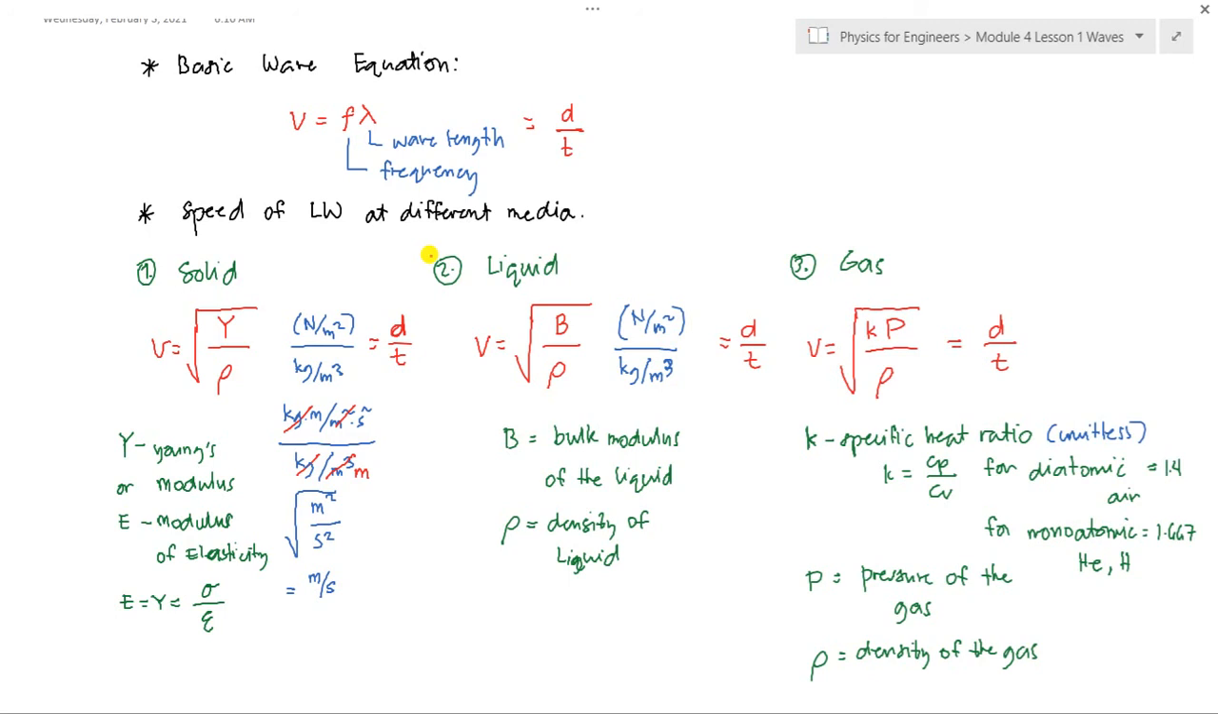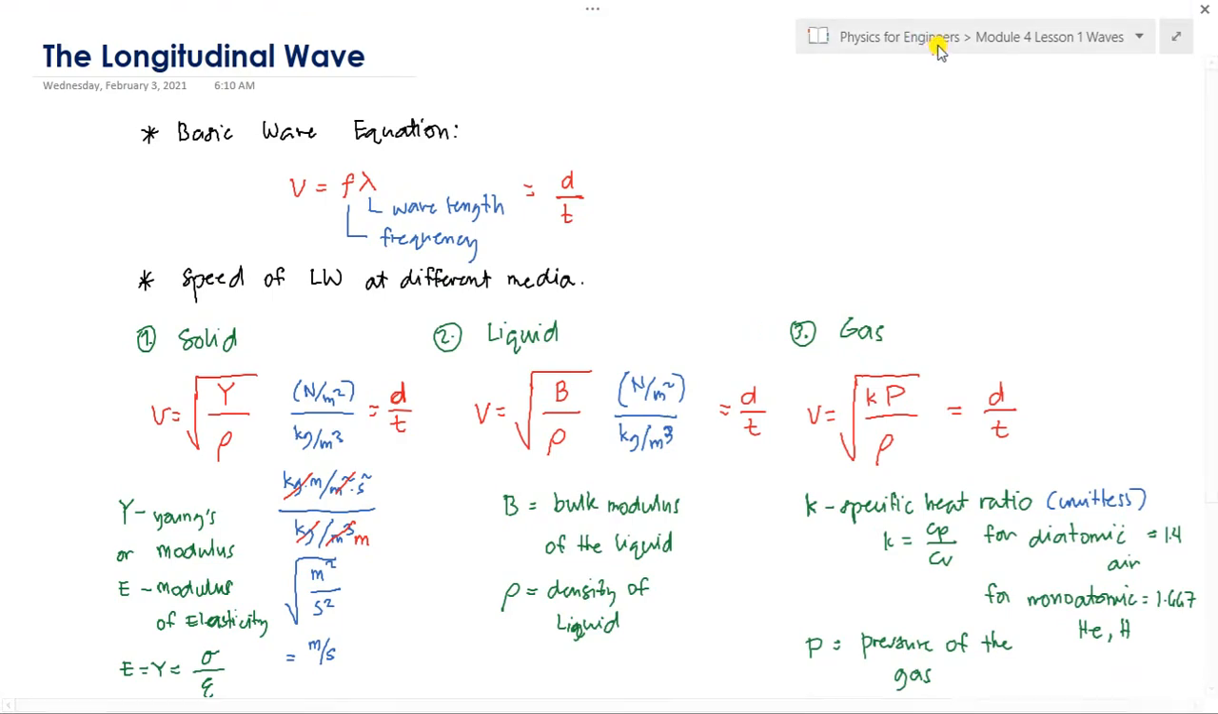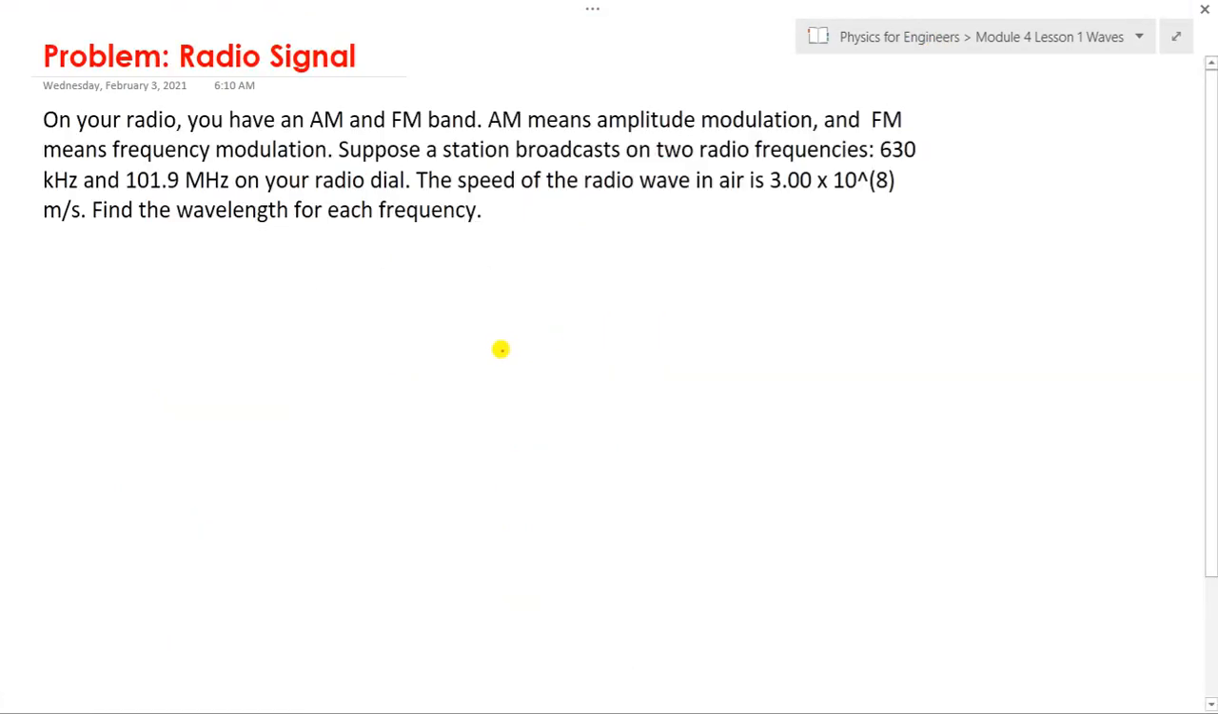So yan na class, and yun na siya kalimti. So let's have some example. So we have here a radio signal problem. So on your radio, you have an AM and FM band.